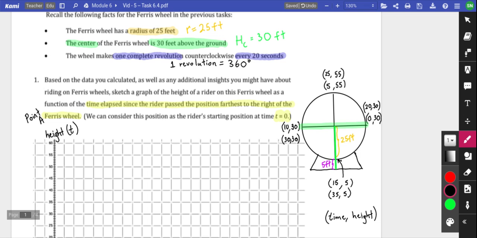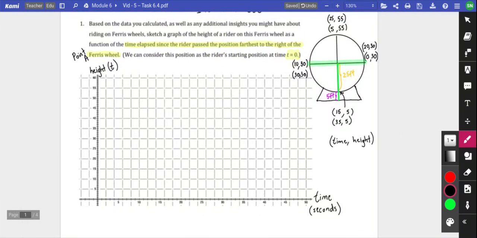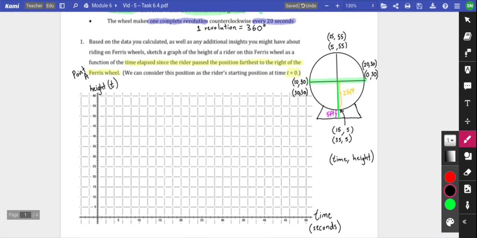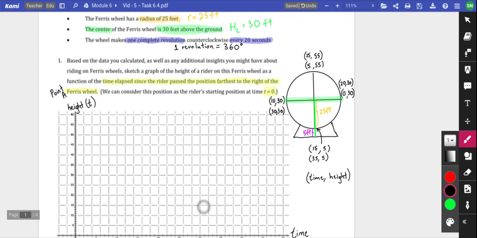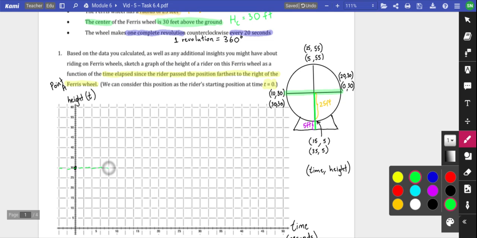Now we're going to start graphing these points. So the first point, we notice it's at 0, 30. So 0, 30 would be at this point right here. That is the center of the wheel. Therefore, I'm going to make a line there denoting that it's the center of the wheel.